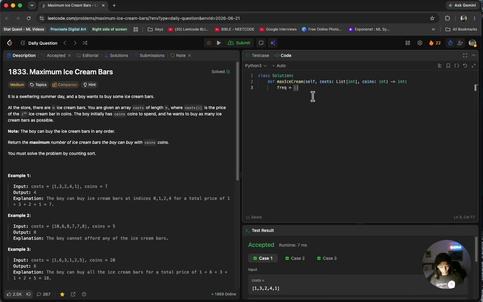So the first step was we were going to have a frequencies list here, right? So this is 1, 2, 3, 4, 5. The fifth one is 1. So I'm adding an extra 1 because we're going to iterate from 1 to 1 lakh later on. So we want to have 1 extra value over there. So let's go through each cost for cost in costs, and let's update the frequency of the count of ice creams at that cost.